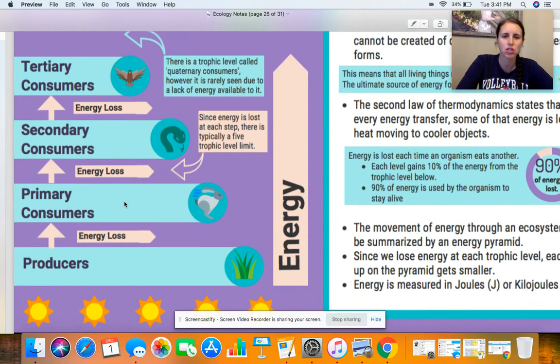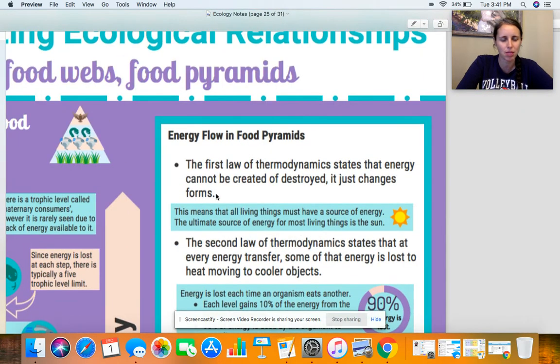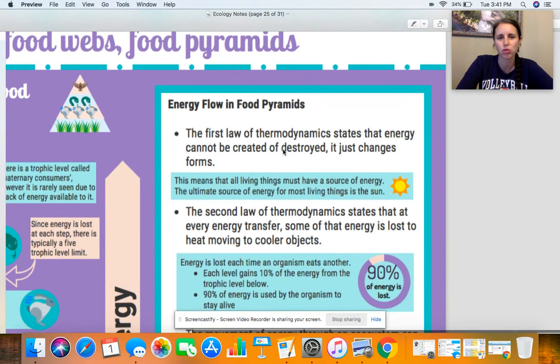And here, this just addresses the energy loss at each step. So since energy is lost at each step, there is typically a 5 trophic level limit. So we can see 1, 2, 3, 4, and our 5th trophic level would be that quaternary consumer. Now that we understand a little bit about how energy is transferred, let's talk more about that energy flow through pyramids.